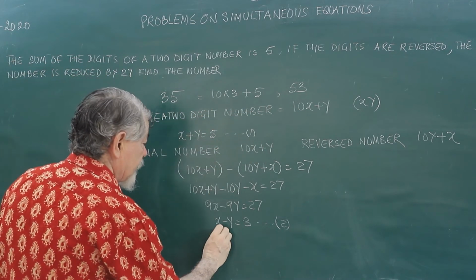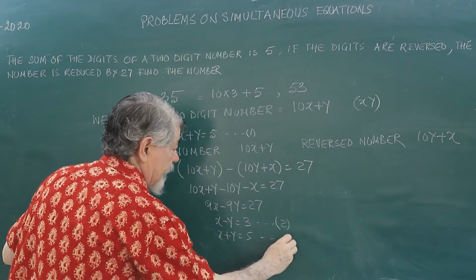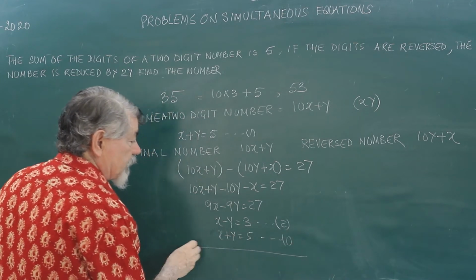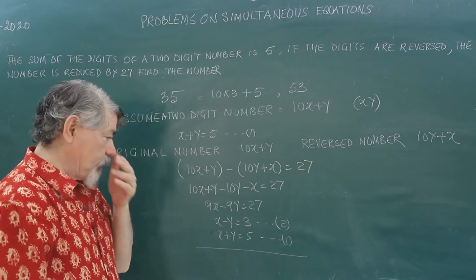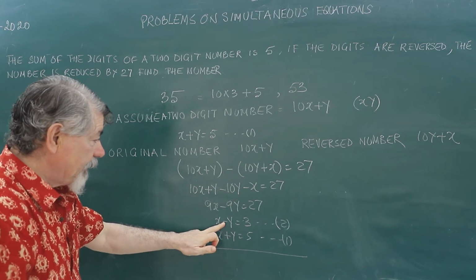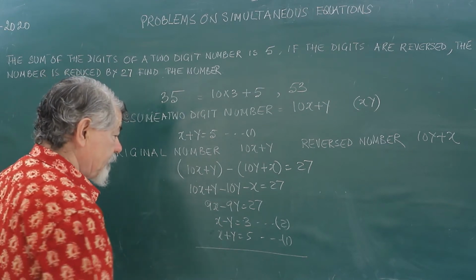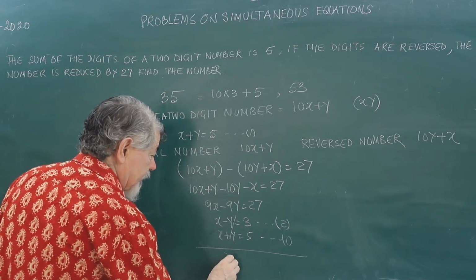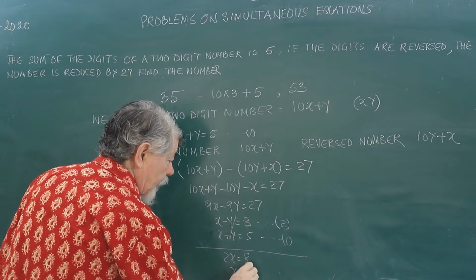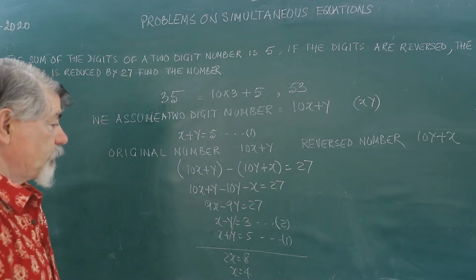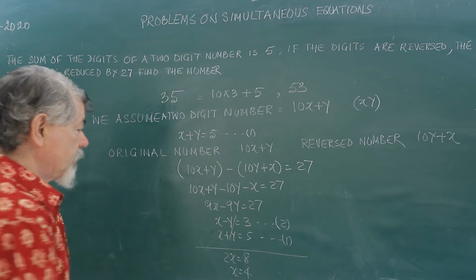The first equation was x plus y is equal to 5, equation 1. So I'll add, because the coefficients of y as well as x are equal in magnitude, and if I add, then the y terms will be eliminated. So 2x is equal to 8, or x is equal to 4. The value of x comes out to be 4. Substitute x is equal to 4.